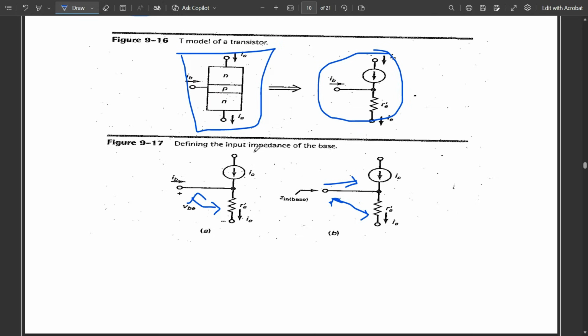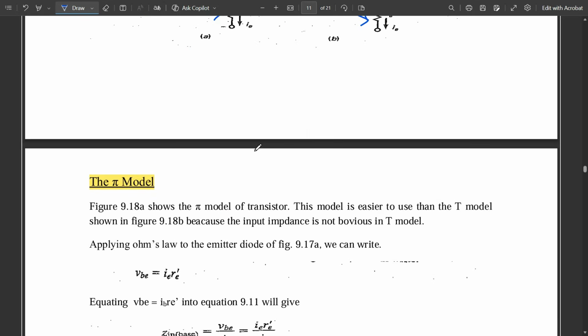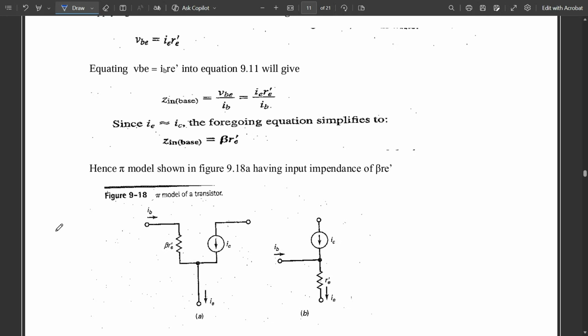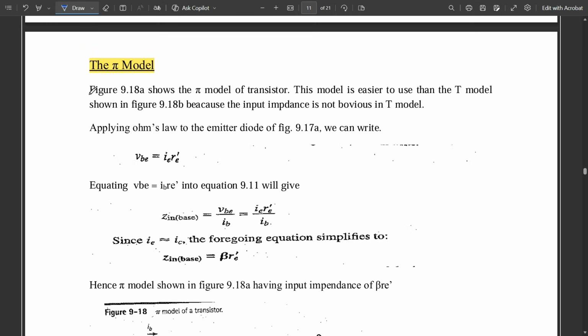So these two figures are clear, right, for a T model. Now let's get quickly to one more kind of model, called the pi model. What do you mean by pi model? Figure 9.18 shows the pi model of the transistor. This model is easier to use than the T model. Most people prefer this model over the T model because the T model is a bit difficult to draw.